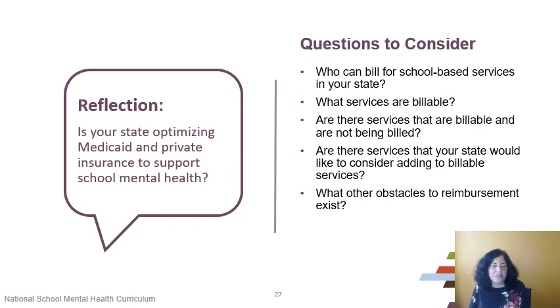Let's take a moment to reflect. Is your state optimizing Medicaid and private insurance to support school mental health? Questions to consider. Who can bill for school-based services in your state? What services are billable? Are there services that are billable and are not being billed? Are there services that your state would like to consider adding to billable services? And what other obstacles to reimbursement exist?